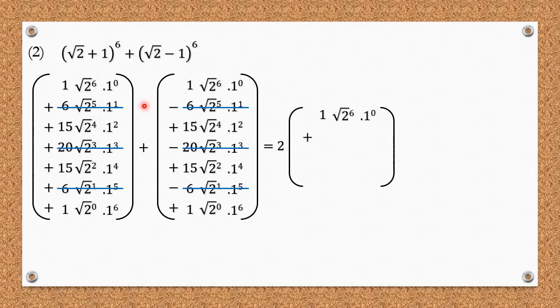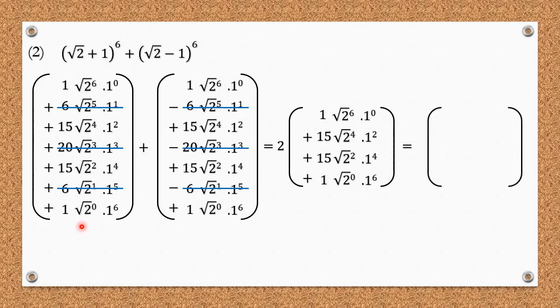Because these are a set of two terms each, I am going to start by writing down single terms and then multiply them with 2. So I don't have to write both the terms, I will just write one term, add them and then ultimately multiply them with 2. So here first will be 1 root 2 raised to 6, 1 raised to 0 plus 15 root 2 raised to 4, 1 raised to 2 plus 15 root 2 raised to 2, 1 raised to 4 plus 1 root 2 raised to 0, 1 raised to 6.